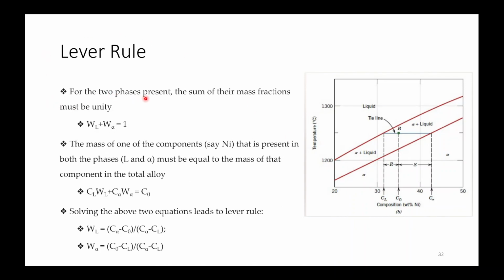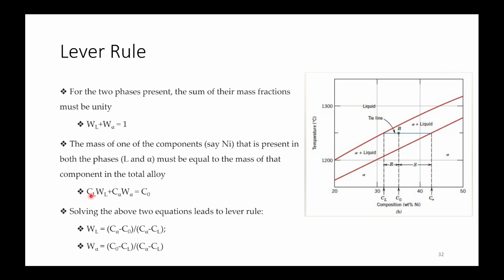So for the two phases present, the sum of their mass fractions must be unity. So the mass fraction of liquid and the mass fraction of alpha will be equal to 1. One of the equations is this one, and the other is the mass of one of the components, say nickel, that is present in both the phases. L, your liquid, and alpha must be equal to the mass of that component in the total alloy.